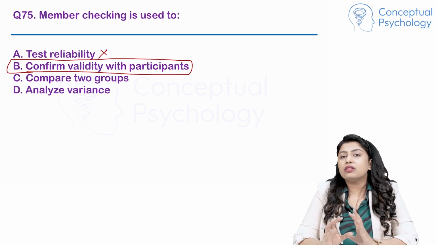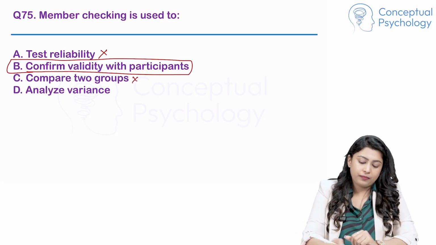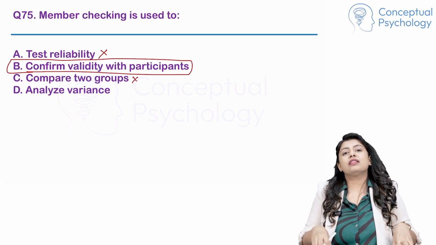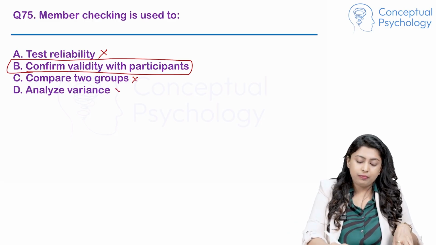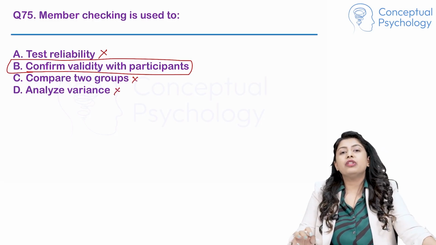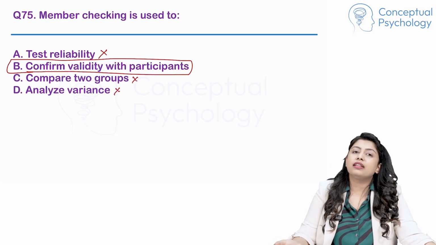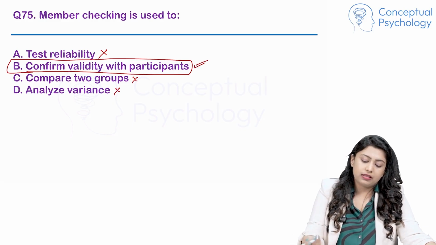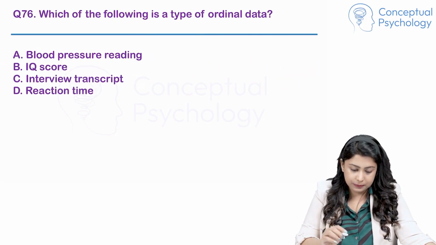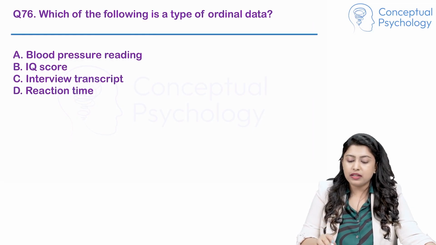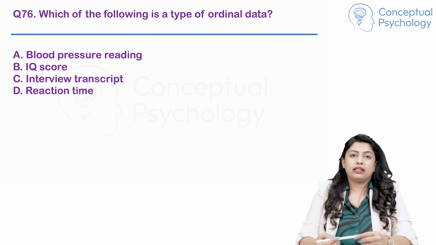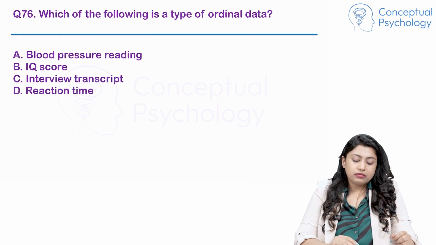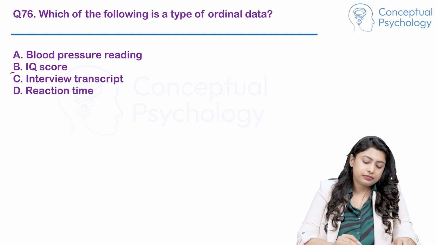Comparing two groups, this is not the purpose of member checking. Analyzing the variance, this is a quantitative statistical procedure. So, member checking enhances the validity and credibility of qualitative research by confirming findings with the original participants. Hence, B is the correct answer. Which of the following is a type of ordinal data? Blood pressure, IQ score, interview transcript, reaction time.